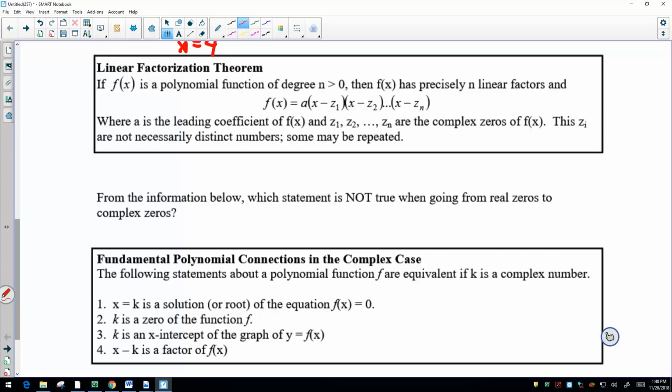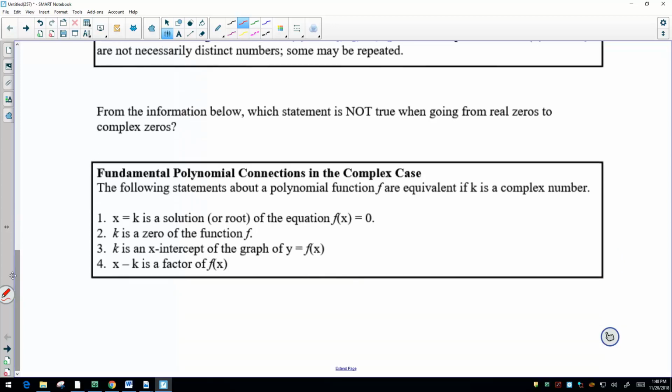From this information below, we had this previously, and we said this was all true for all real rational zeros. Now it's going to change when we get to the complex case. The one thing that is not going to be true is that it's an x-intercept of the graph. Everything else remains true with a complex zero. It is a solution, it is a zero, it's just complex, and I can say x minus that value will still be a factor. The only thing we lose here is that it's not an x-intercept.